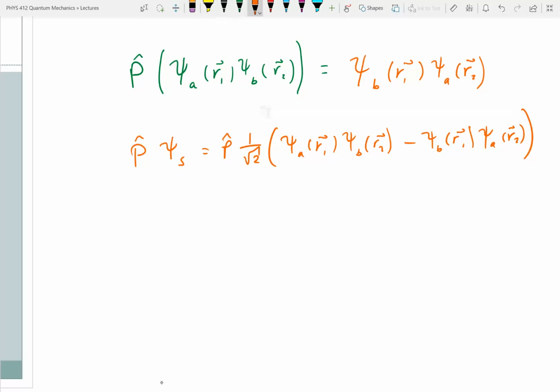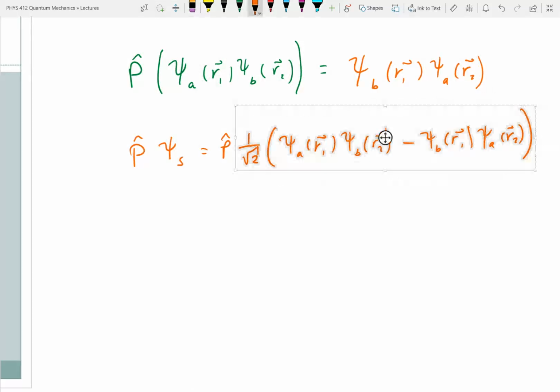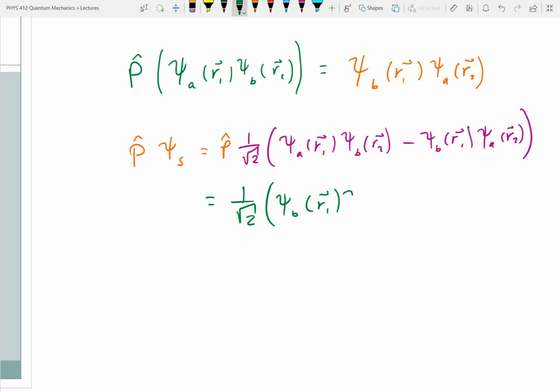I'll change the color for the singlet state just to make it clear that this is the singlet state. That's not enough of a change in color. That's the color I was looking for. Okay, so I have the exchange operator acting on the singlet state. That's going to give us an easy enough 1 over square root of 2, doing all of those switches, psi B, R1, psi A, R2, minus psi A, R1. So there I've done the exchange operator, what it does.